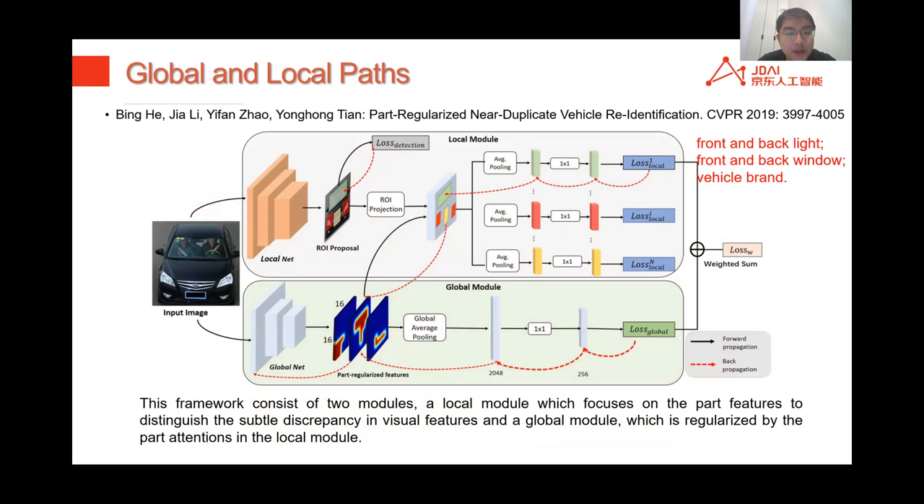The next paper is a typical global and local branching method, also called a global and local path method. It consists of two modules: a local module which focuses on the part features to distinguish the subtle differences in vehicle features, and a global module which is guided by the part attentions in the local module. The local net here is a common object detection network which generates the ROI of each vehicle part. After that, in every local part branch, we project the ROIs generated by the part localization model into the global feature map.